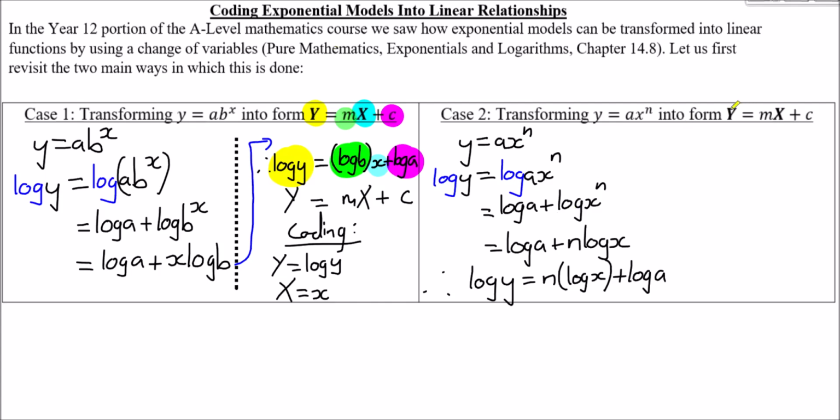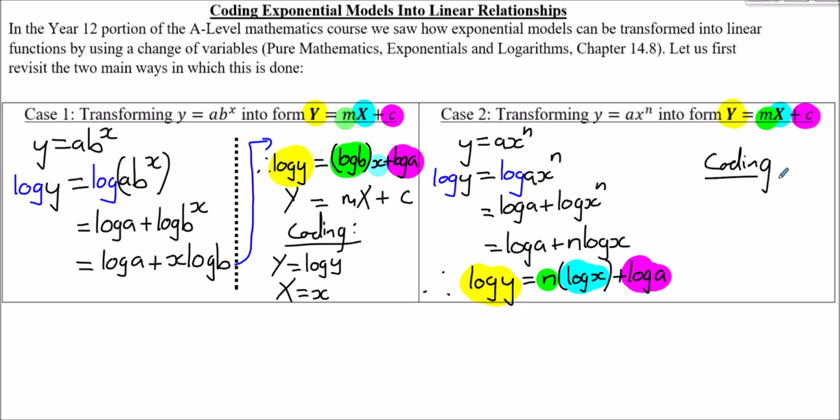So again, just comparing different parts. Big Y relates to the log of y. Both these are variables. M, the gradient, which is a constant, will relate to this n. So the gradient will be the n. Big X we can code to be the log of x. And finally, the y-axis intercept for this straight line relationship, for positive c, relates to plus log a. So again, the coding for this one is just as follows.